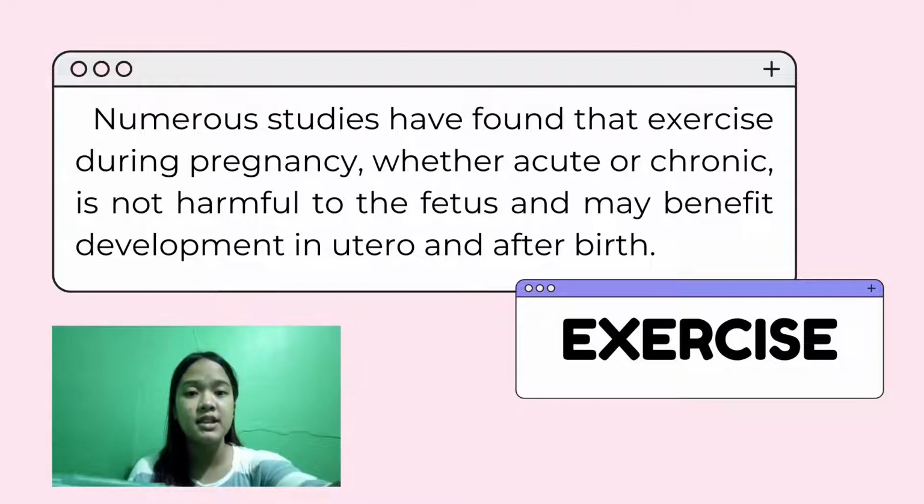Gestational diabetes is a kind of diabetes that can happen during pregnancy. It happens when your body has too much sugar, called glucose, in the blood.